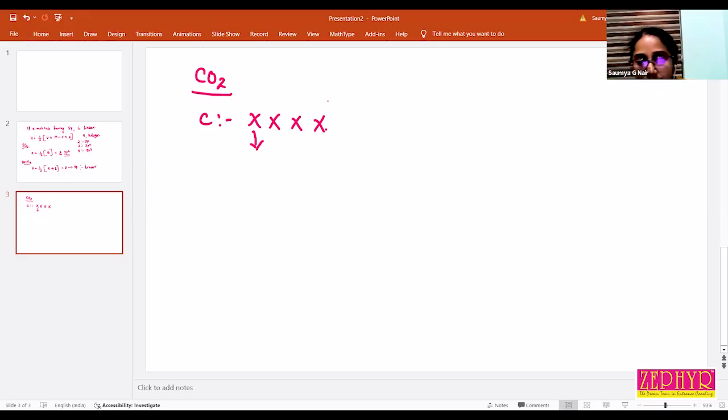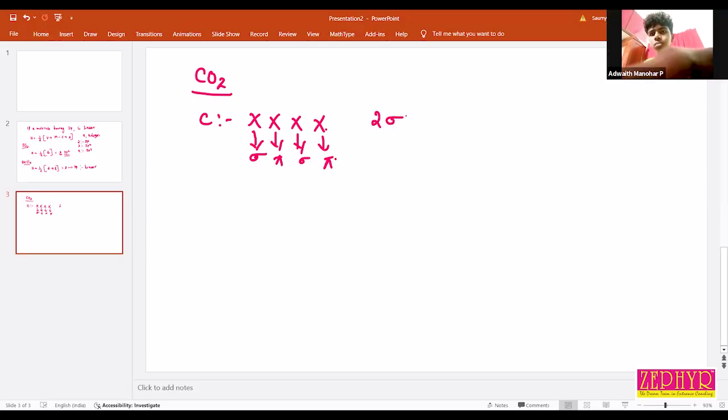Here there are 2 oxygen atoms. So each oxygen atom forms 1 sigma and 1 pi, again 1 sigma and 1 pi, right? How many sigmas are there? 2 sigma. And pi bond is not calculated for hybridization. Pi bond is not taken for hybridization. So 2 sigma, which is equal to 2. Hybridization is sp.